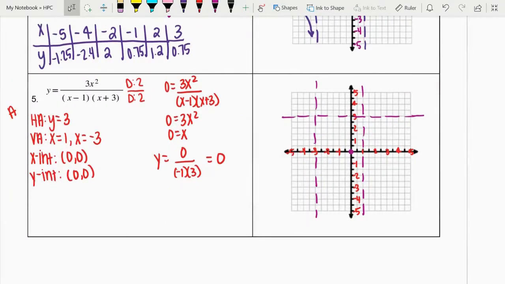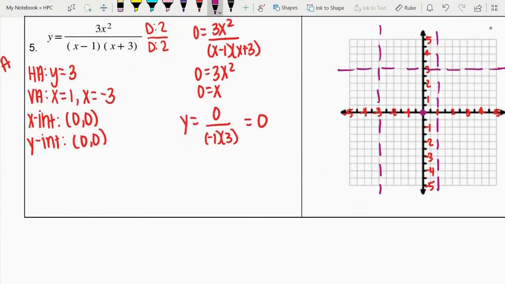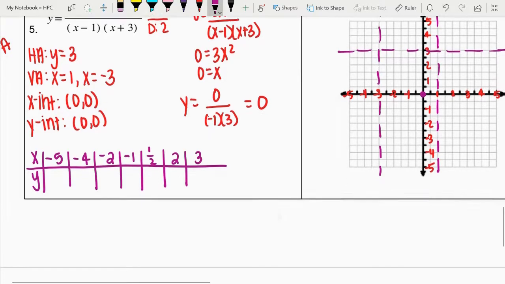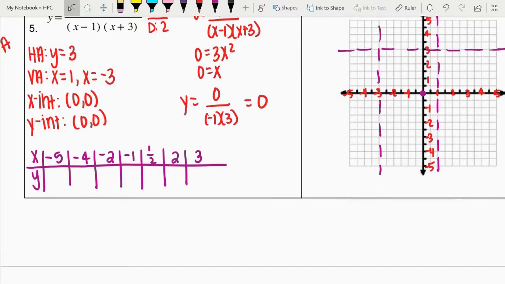Okay, and the only point that we know right now is (0, 0). So let's go ahead and make a chart to test some values. So I'll have my x, my y, and I'm going to be testing negative 5, negative 4, negative 2, negative 1, 2, oops, I'm actually going to do 1/2 in here first, and then 2 and 3. And I'm choosing to do 1/2 because we know at 0, we're at (0, 0), but I'm not sure what's going to be happening in between 0 and our asymptote at 1. So go ahead, pause the video, substitute in your values, and then check your answers.